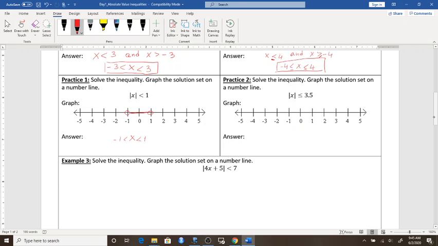And in this problem, less than or equal to 3.5, it means there's going to be a closed dot at -3.5, a closed dot at 3.5, okay? And then you're going to shade anything between these 2 points, and your solution will be x greater than or equal to -3.5, and then less than or equal to 3.5.